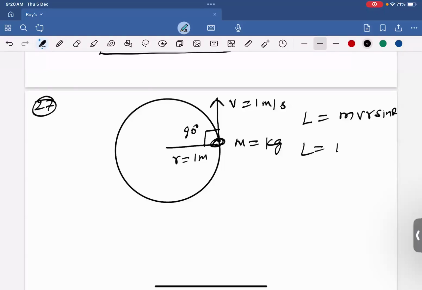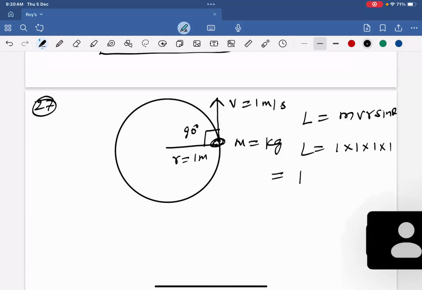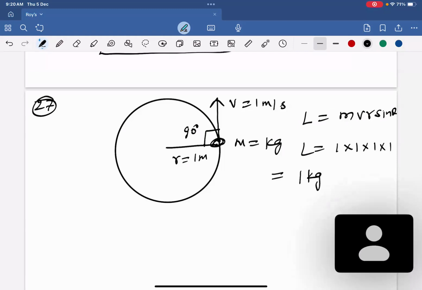M is given 1, V is given 1, R is given 1, and sin 90 is also 1. So final answer is 1. And mass is, unit is kg, velocity is meter, and here also 1 meter, so meter square per second. So answer is 1 kilogram meter square per second.